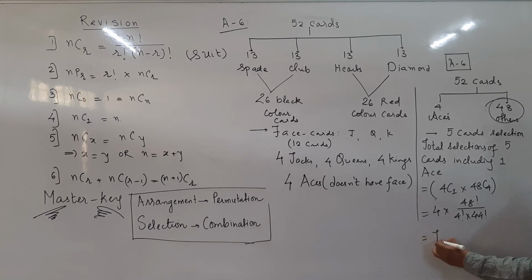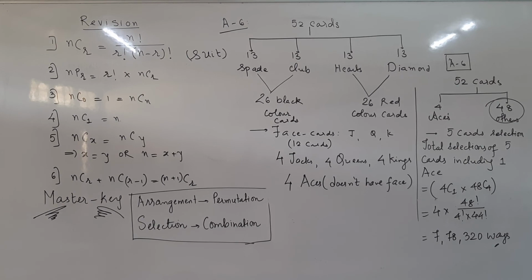So if I simplify, reduce 48 up to 44 and get it cancelled, this is 7,78,320 ways in which we can select 5 cards out of a given deck of 52, which includes 1 ace.